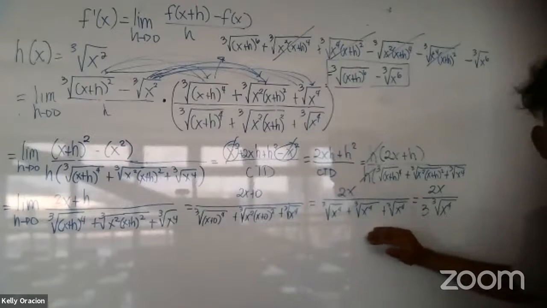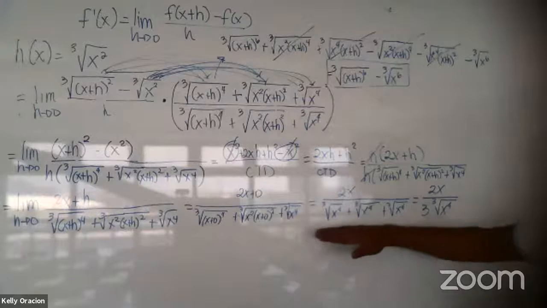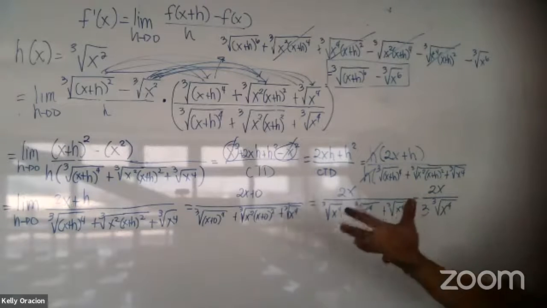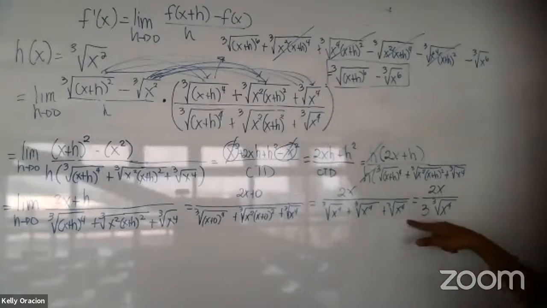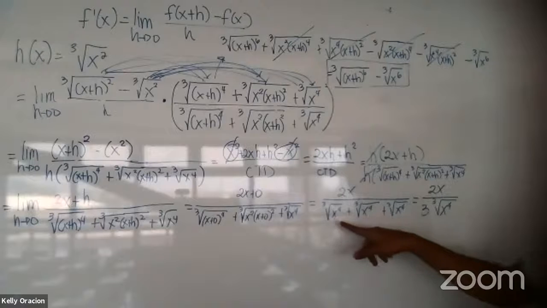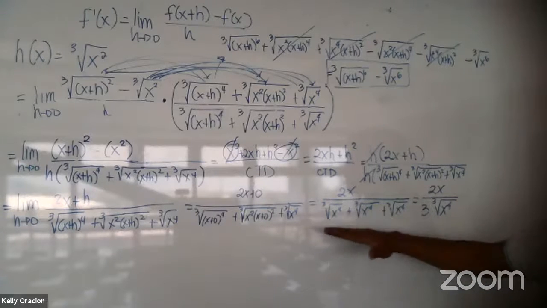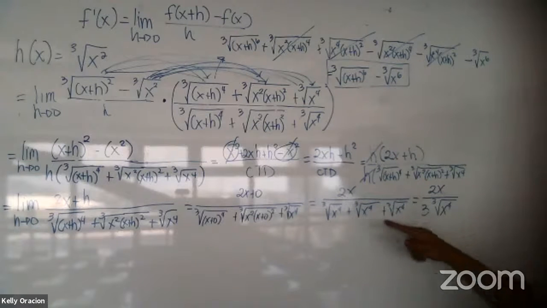According to the rule in adding radical expressions, ma-add mo lang ito if they have the same radicand and the same index. The radicand dito sa baba, x raised to 4. The index is 3. So ma-add sila lahat. Again, ma-add mo siya lahat, it's because the same sila ng radicand at saka index.